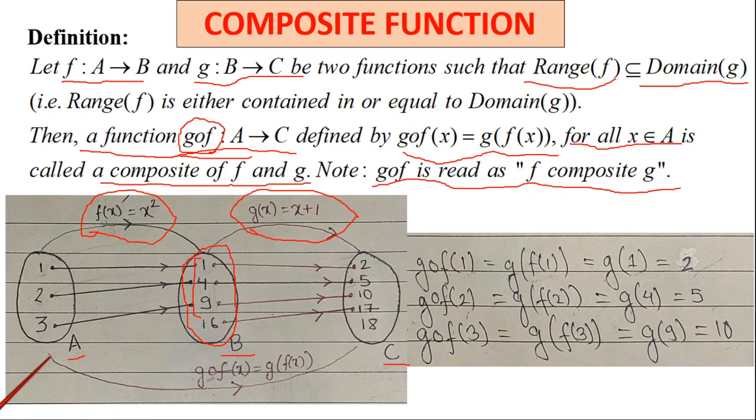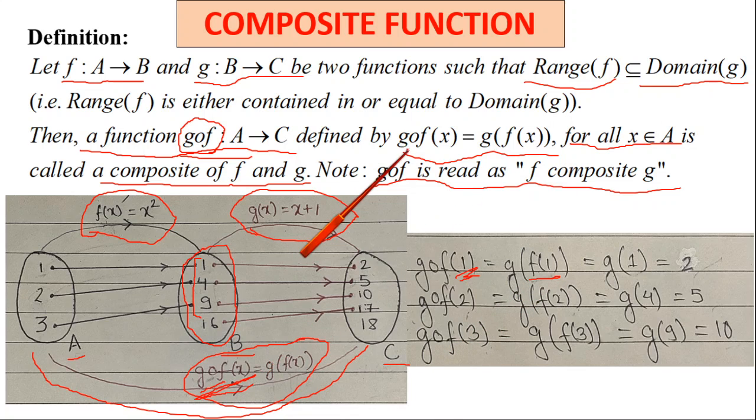Therefore we will have a function from A to C which will be defined in this manner, and this function is called the composite function of f and g, and it is read as f composite g. So here f composite g of 1 will be equal to g of f of 1 by the definition.